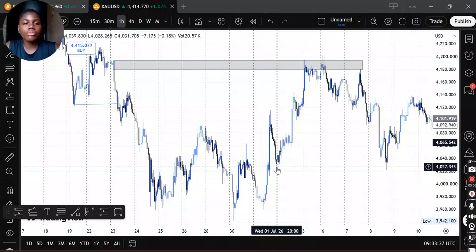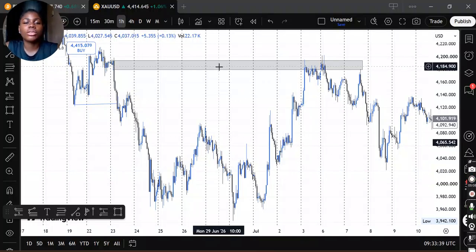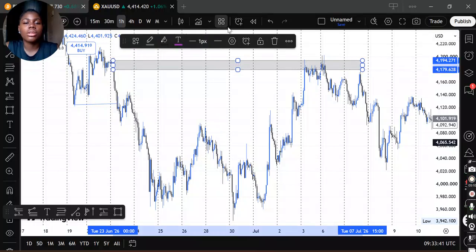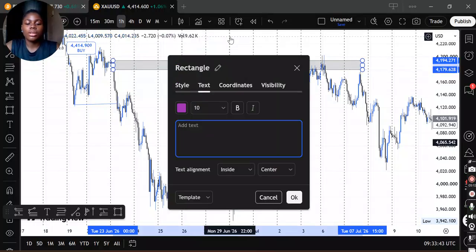So we have the order block sitting here. Let's mark that out. That's a bearish order block.